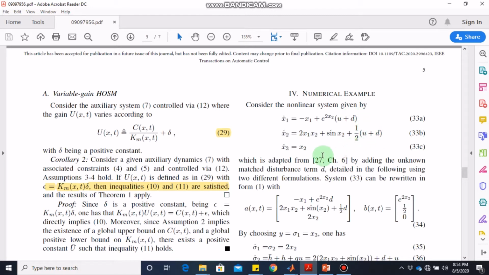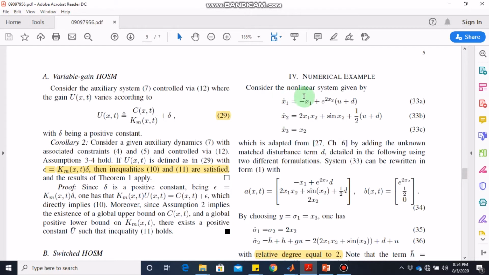And for this system, there is a typo in this paper. Here x3 dot is x2, and here it is 2x2. Well, actually this should also be 2x2. So there is a 2 missing in this paper. It's a very small typo. It's also detectable.